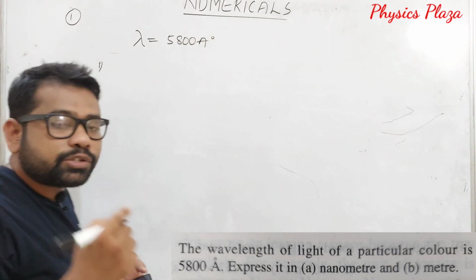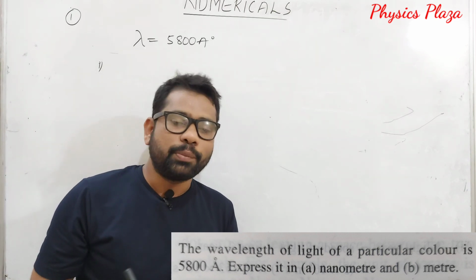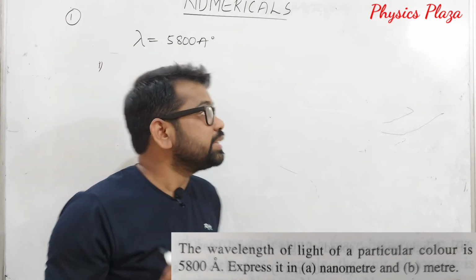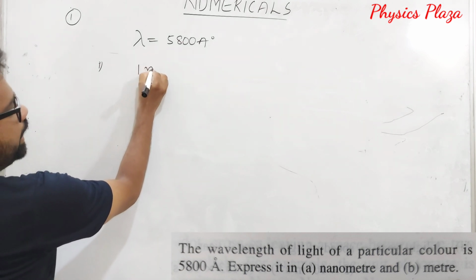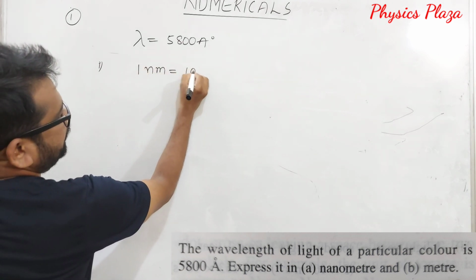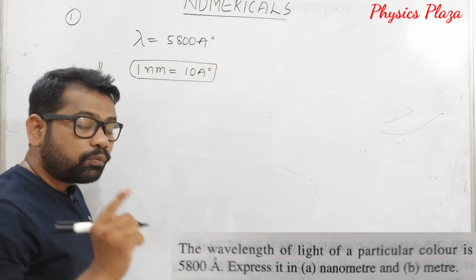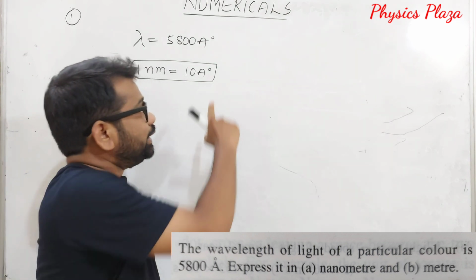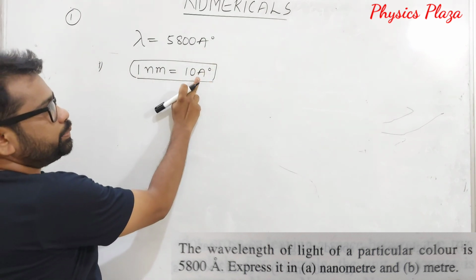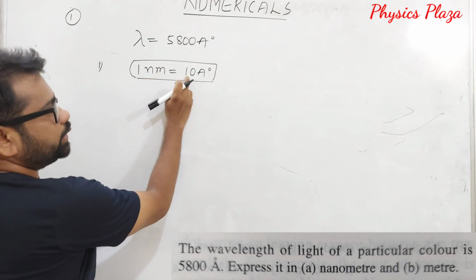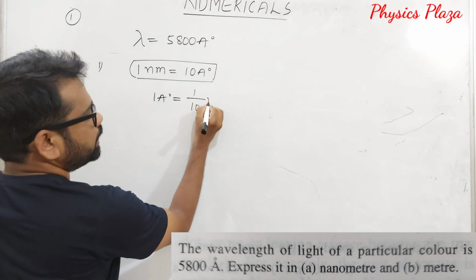First one, they are asking us to express 5800 angstroms in nanometer. Children, in a previous class we discussed the relation between angstrom and nanometer. We know that 1 nanometer is equal to 10 angstrom. Children, it's a very important relation. But what we have to do? We have to express it in terms of nanometer. So angstrom must be written in terms of nanometer. From this relation, as 1 nanometer is equal to 10 angstroms, 1 angstrom can be written as 1 by 10 nanometers.